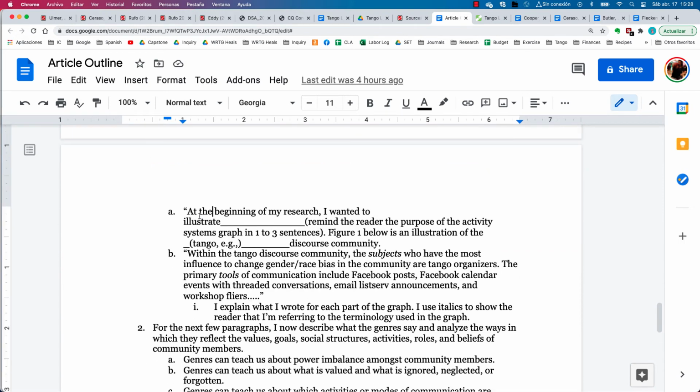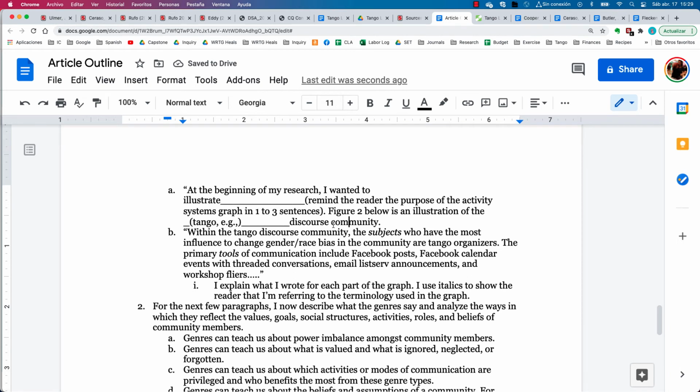So for instance, at the beginning of my research article, I wanted to illustrate. So remind the reader the purpose of the activity system graph in 1 to 3 sentences. Oftentimes, because these different sections are standalone sections, we will repeat certain things, but very briefly, so that way we can use it to set up our actual results. Figure 1 below is an illustration of the, right? I guess technically it would be figure 2 because when we first add the blank graph, that's going to be figure 1. So I include the actual activity systems graph, and then I now talk about it.